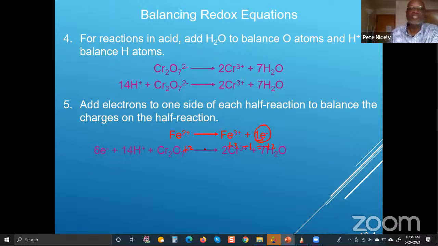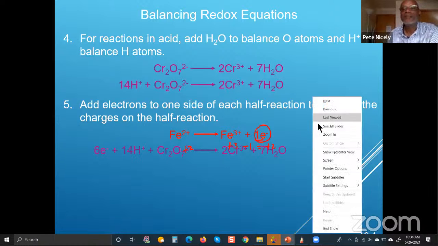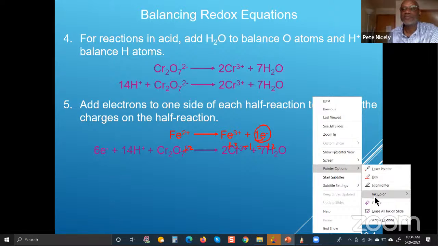Now for the second half equation, let me erase what I just wrote to avoid confusion.